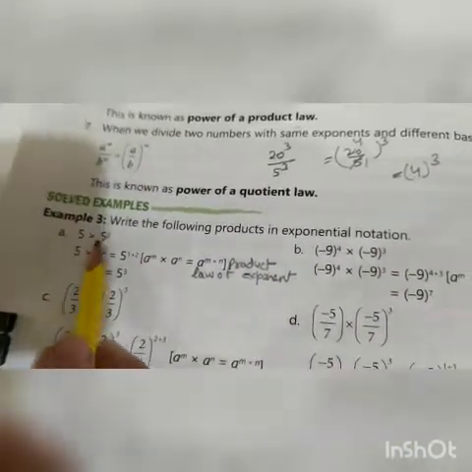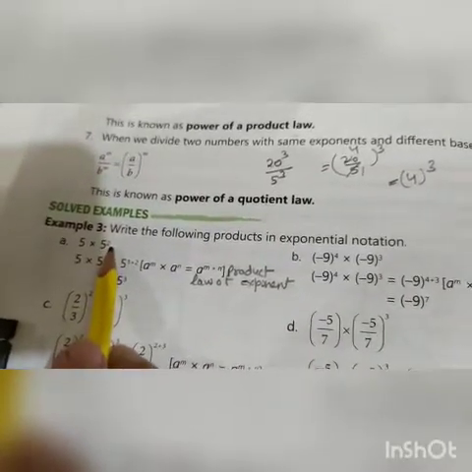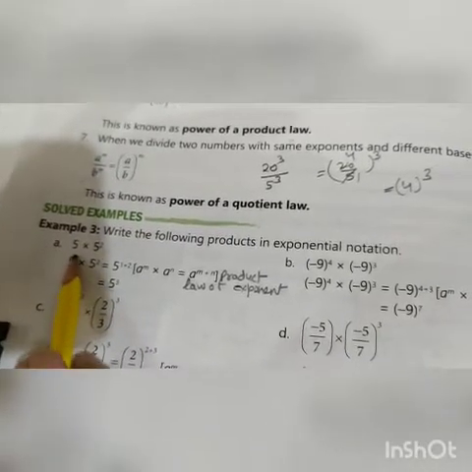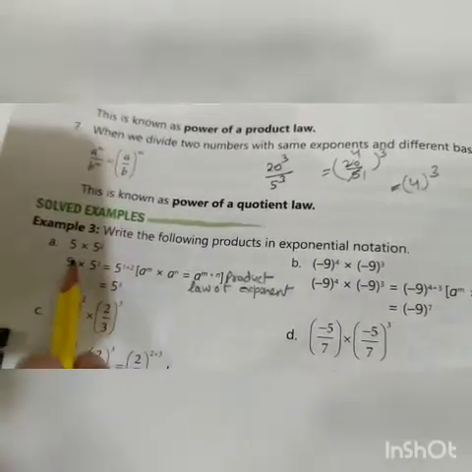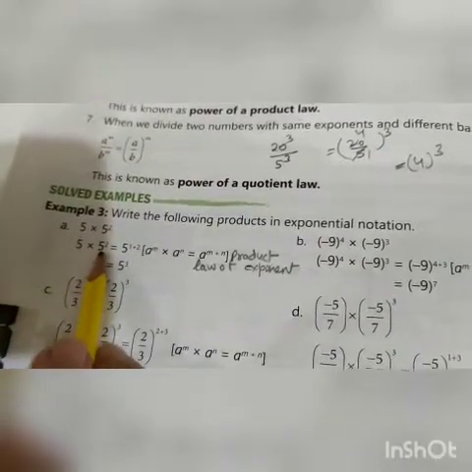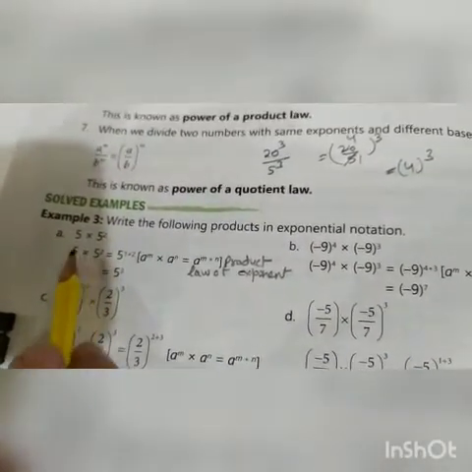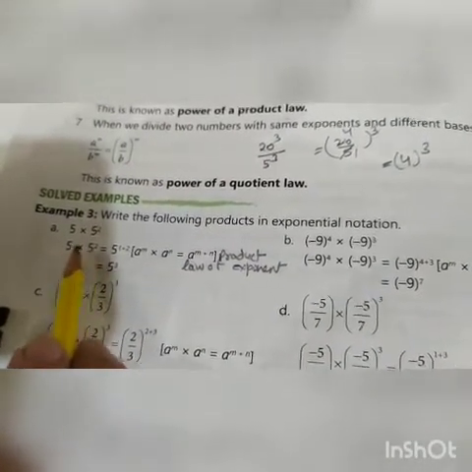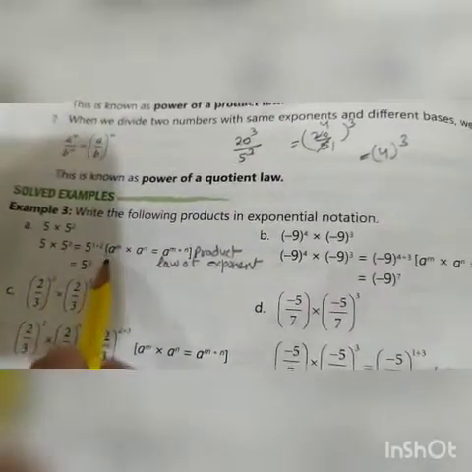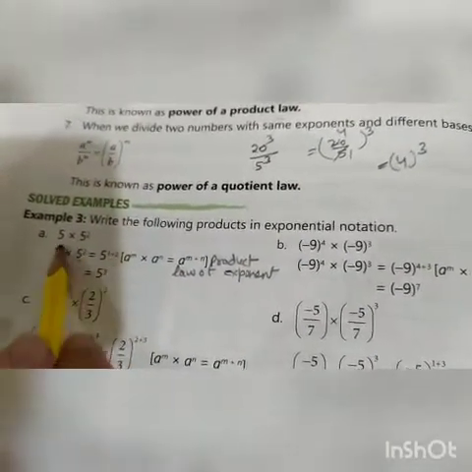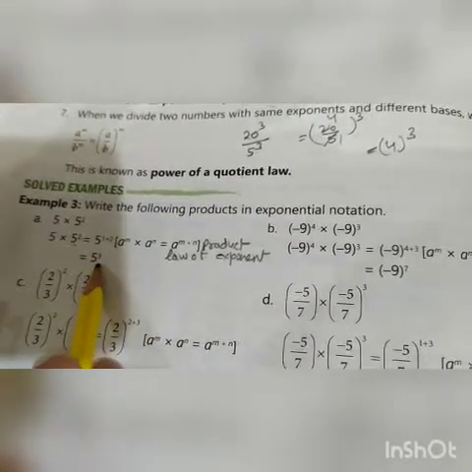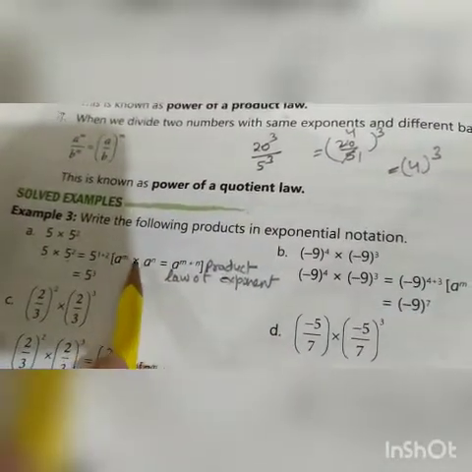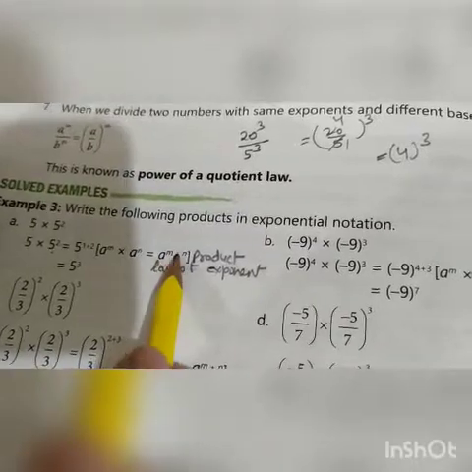A part: 5 multiply 5 power 2, or we can say 5 square. 5 multiply 5 square is equal. This 5 will be considered as 5 power 1. So we will add both the powers because both the bases are the same. When the bases of two numbers are the same, then their powers are added. So 5 power 1 plus 2 is 5 power 3, using the first law, product law of exponent: a power m multiply a power n is equal to a power m plus n.